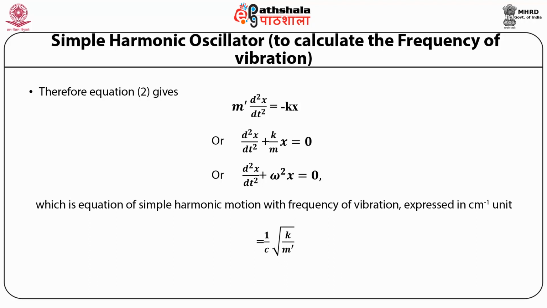This is the equation of simple harmonic motion with frequency of vibration, and the units are centimeter inverse. So the frequency of vibration is equal to 1/c times the square root of k/m, which is further equal to 1/(2 pi c) times the square root of k/m'.